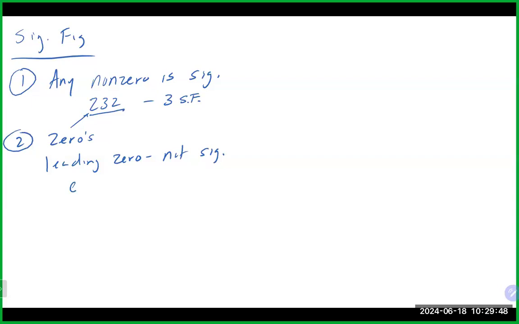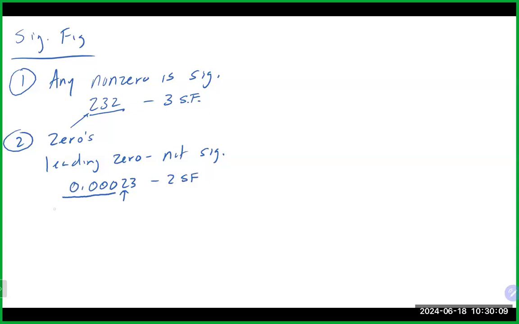So if you had 0.00023, we would go left to right. None of these would be significant. We would not start counting until we hit the first 2 there, which is a non-zero. The 3 is also a non-zero. This would have 2 significant figures in this particular case.